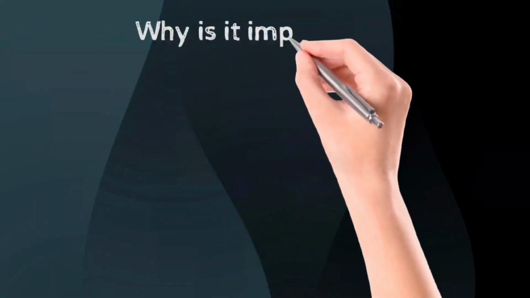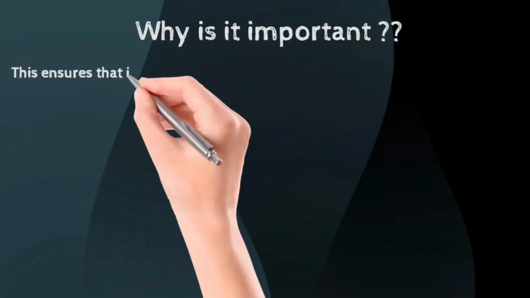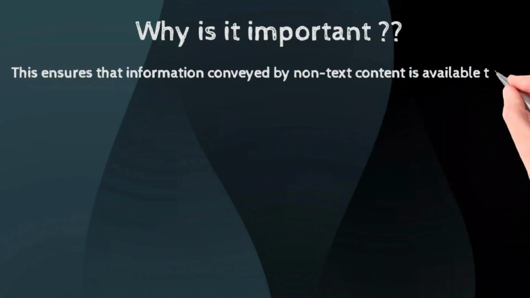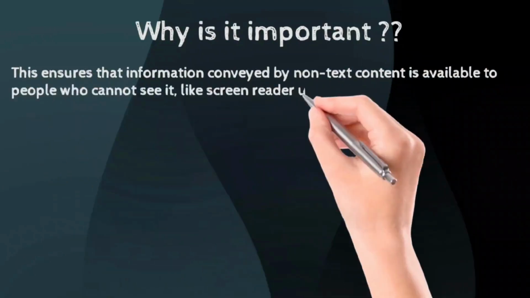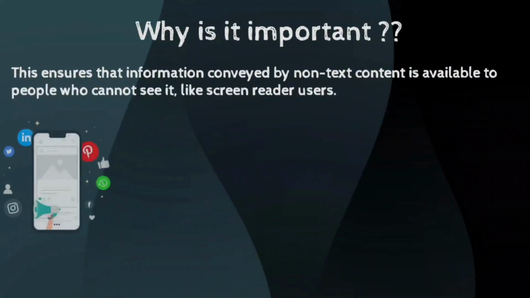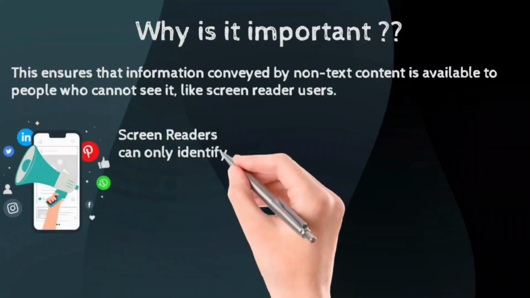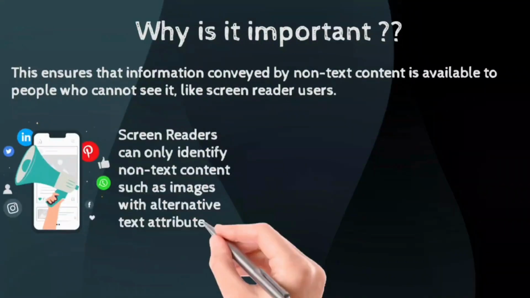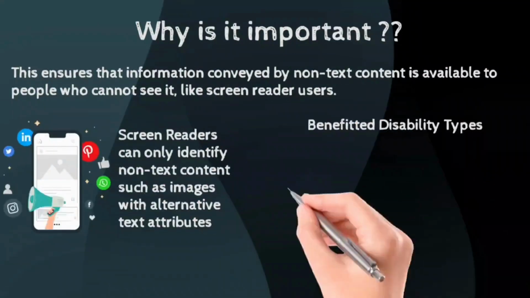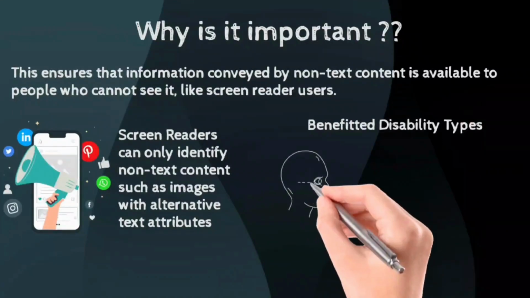So let's understand, why is it important to have non-text content? It's because this ensures that information conveyed by non-text content is available to people who cannot see it, like screen reader users. Screen readers can only identify non-text content, such as images, with alt text attributes.